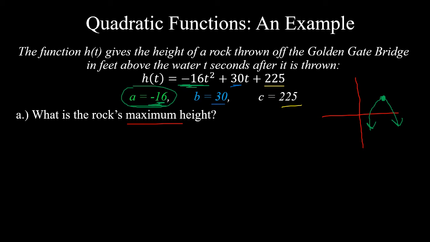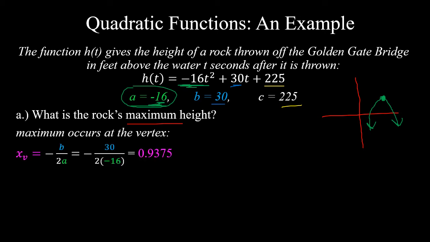Where does that maximum occur? It occurs at the vertex, right? The maximum is the vertex, and we have a formula for the vertex. We know that the x-coordinate of the vertex is equal to negative b over 2a, okay? We know that. We just talked about it. So all I need to do is plug in my b and my a. My b is 30.